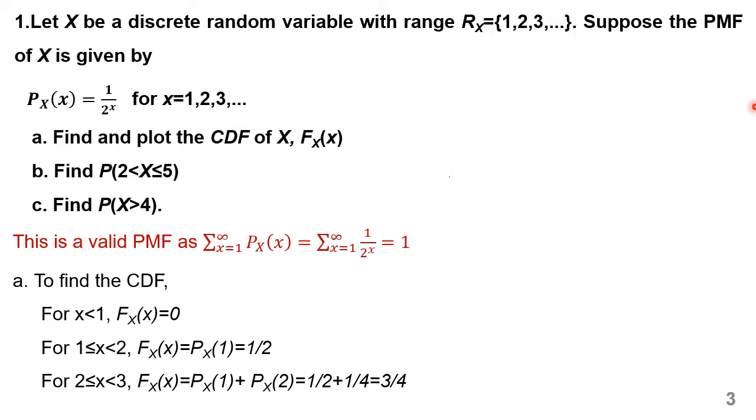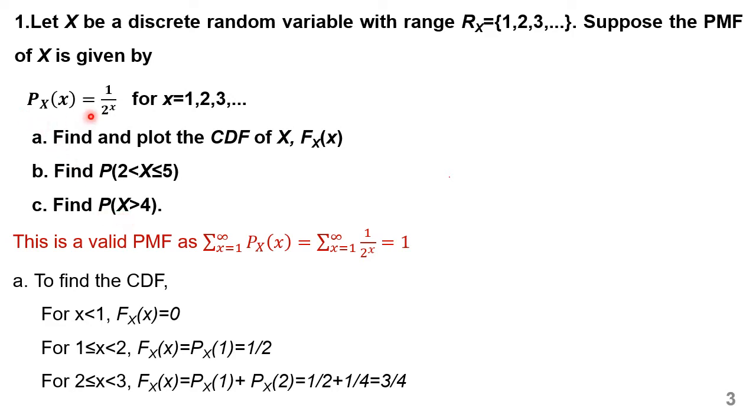Suppose the PMF of X is given by Px(x) equal to 1 over 2 to the power x, for all values of x varying from 1, 2, 3 up to infinity. We are supposed to find and plot the CDF of X, that is Fx(x), and we need to find the probability for all the values of x between 2 and less than 5, and find the probability, that is the CDF, for x value greater than 4.